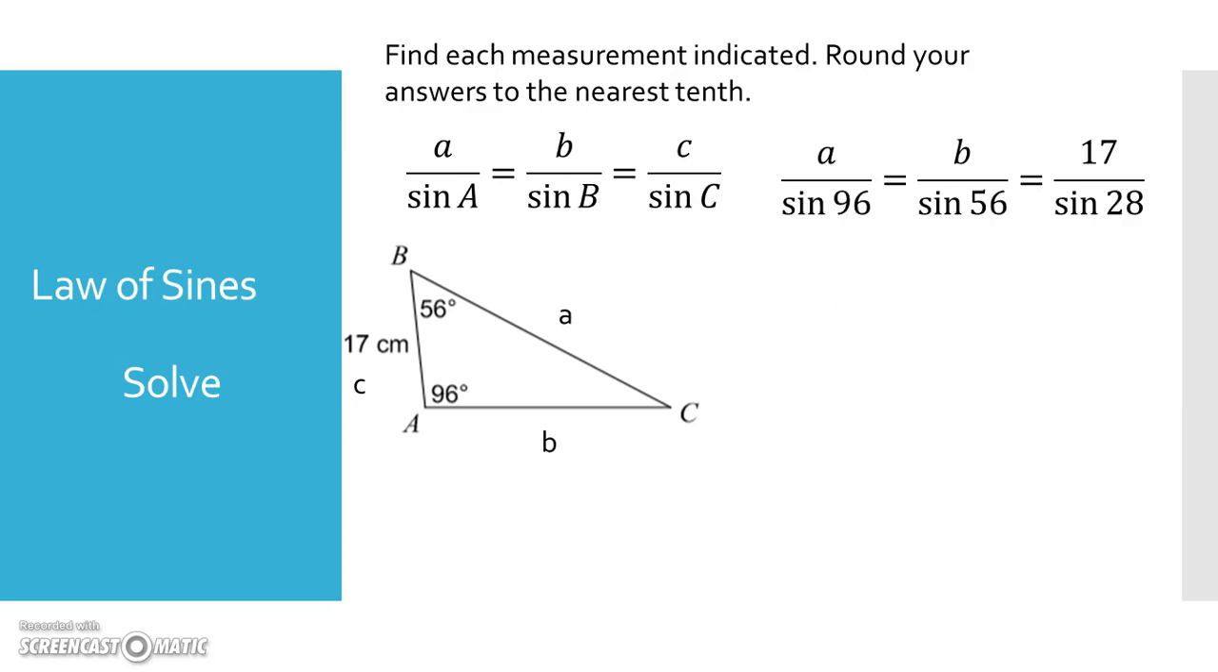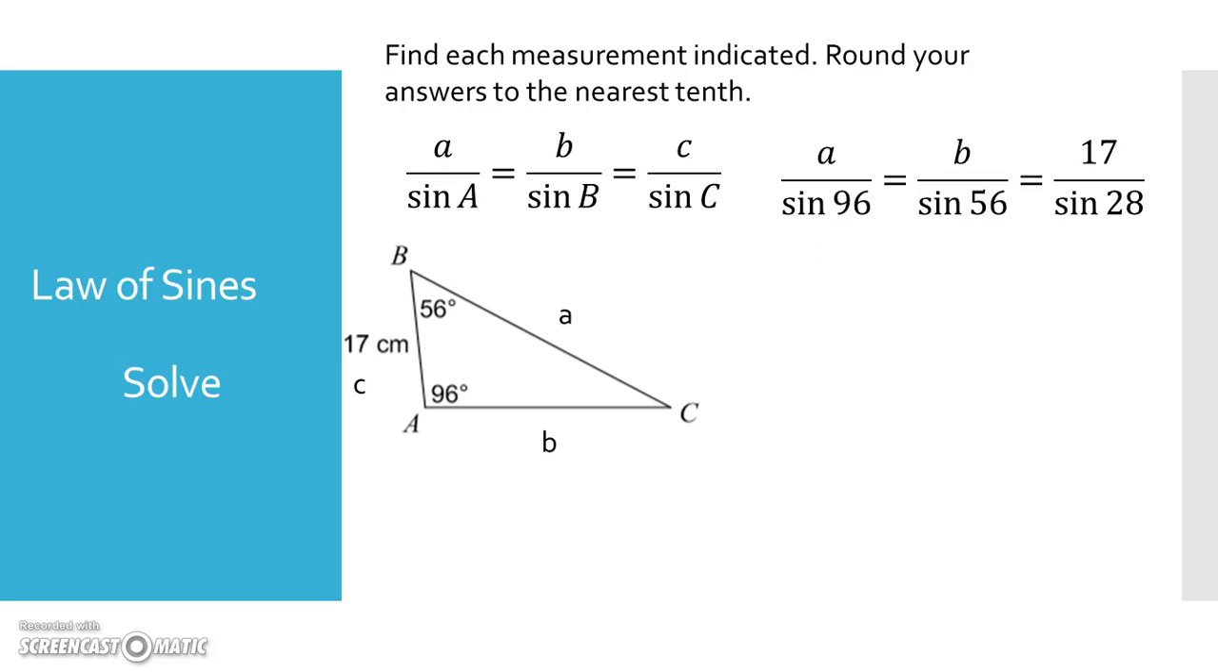We don't have lowercase a or b, but we have c is 17. We have capital A is 96, capital B is 56. To find capital C, we just do 180 minus 56 minus 96, because the angles of a triangle add up to 180. So we find that angle C is 28 degrees. We fill that in as well.